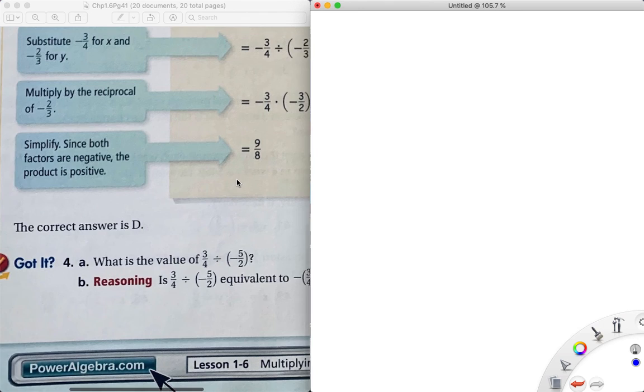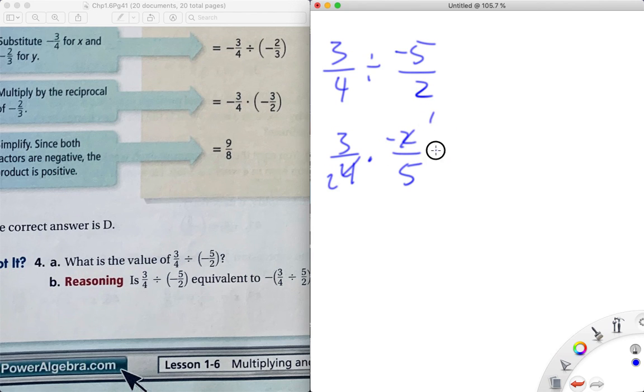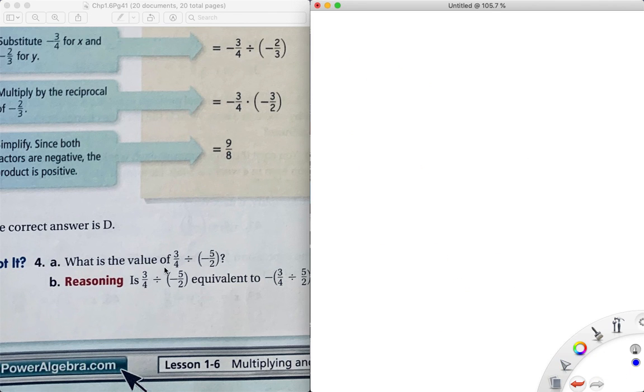So they want to know what the value of 3/4 divided by -5/2 is. Again, if I'm dividing by a fraction, I'm multiplying by its reciprocal. So that's 3/4 times -2/5, which gives me -3 over 10. When you divide by a fraction, you multiply by its reciprocal.